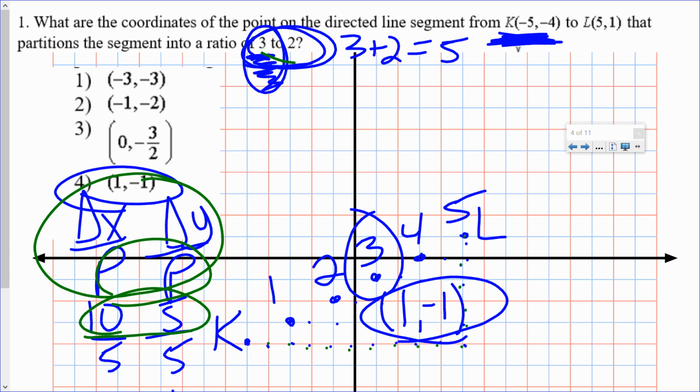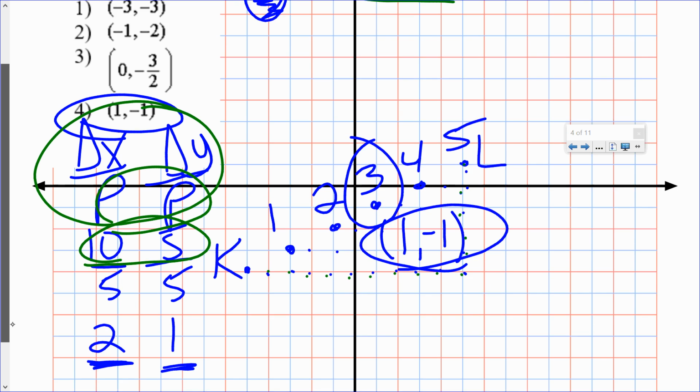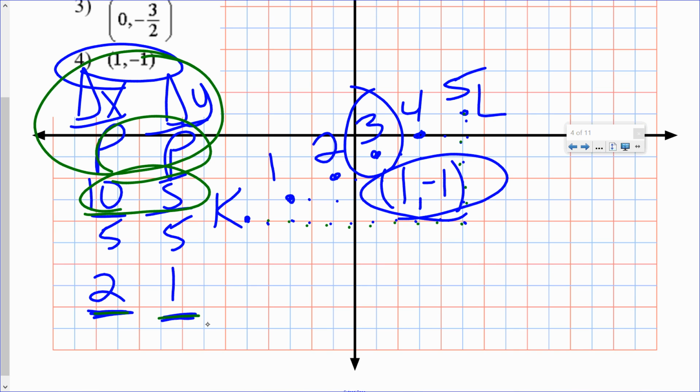P is the total number of partitions. I'm adding together the numbers in the ratio. That's where the 5 came from. 10 over 5 is 2. 5 over 5 is 1.